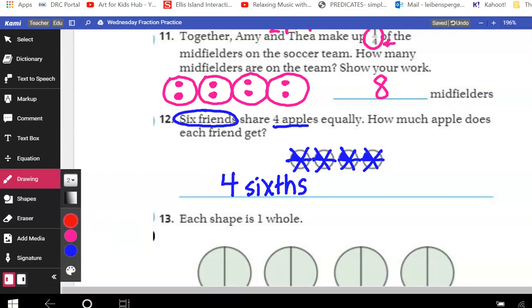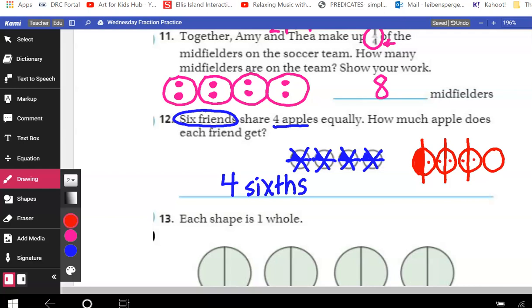Now there's another way that you could split this up. So I'll show you that over here. Let's have our apples again. In this case, we could also divide each one in half. And friend 1 would get this piece, friend 2, friend 3, friend 4, friend 5, friend 6.